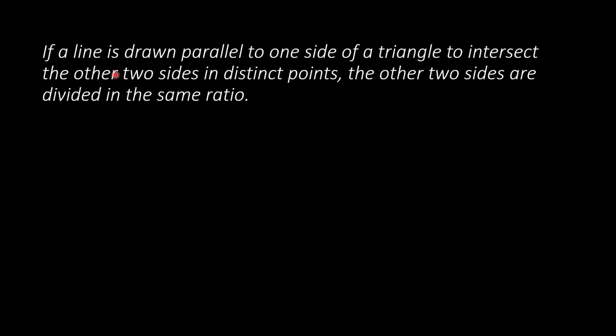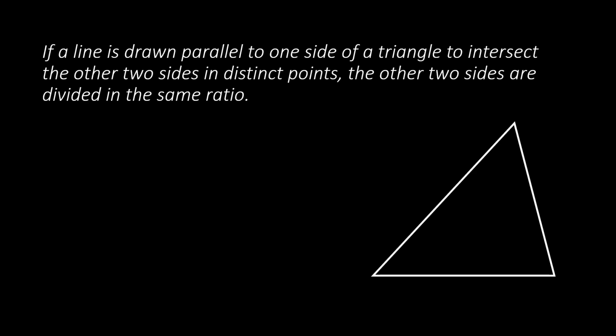So we are just going to start with the statement of Thales theorem. That is, if a line is drawn parallel to one side of a triangle to intersect the other two sides, first we need a triangle. Let me mark the triangle as A, B, C. A line is drawn parallel to one side. Here the one side I am going to consider is BC.